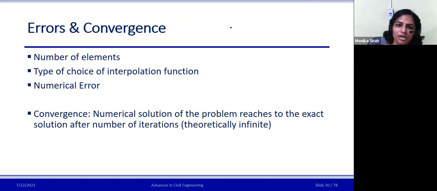The error that is generated can be minimized by selecting the number of elements. If you have a finer mesh, the efficiency will be higher. And if you have a higher order interpolation function, the efficiency can be improved, right? Of course, numerical error will be there. That is the round-off error. Sometimes we are not taking all the digits after the decimal point, and that makes the solution a little bit converged.